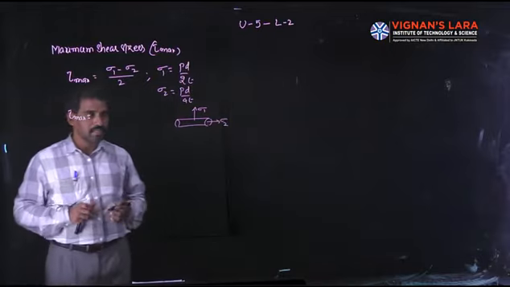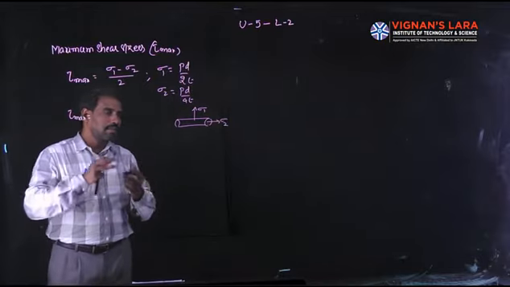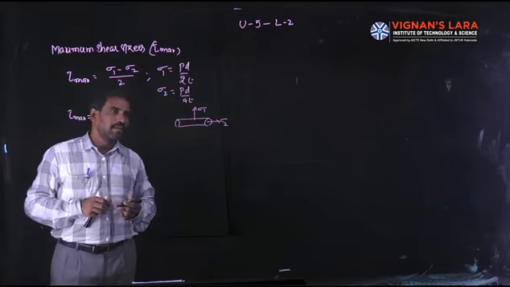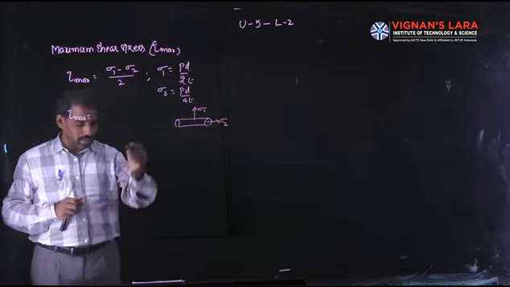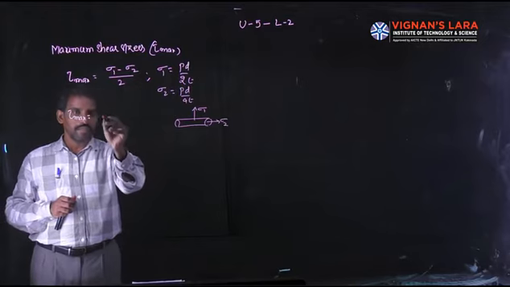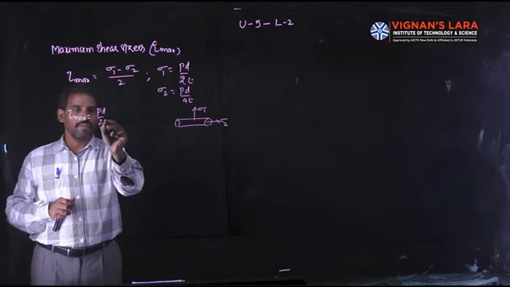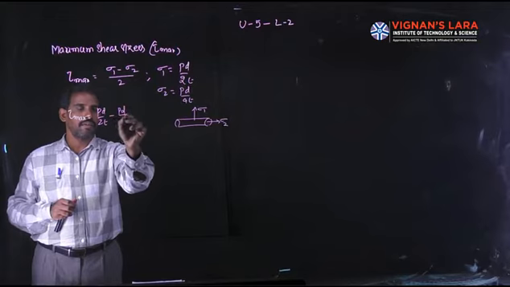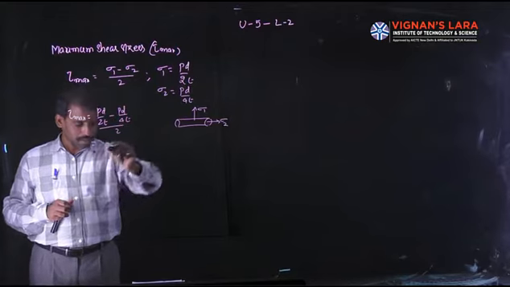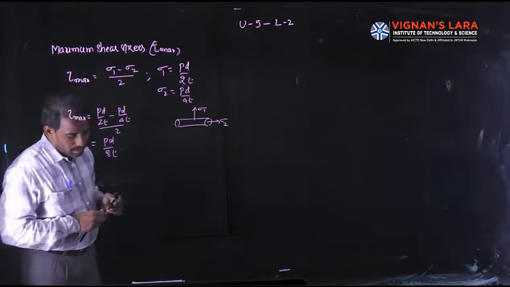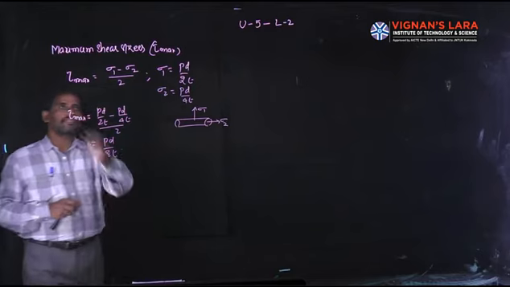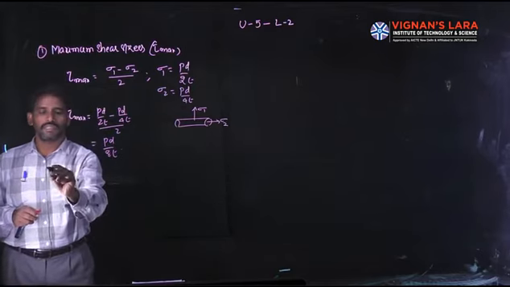Then the maximum shear stress: one is circumferential, the second is along the length. Finally it becomes tau maximum equal to (PD by 2T minus PD by 4T) divided by 2, which is equal to PD by 8T. Now coming to the strains, this is the stress.